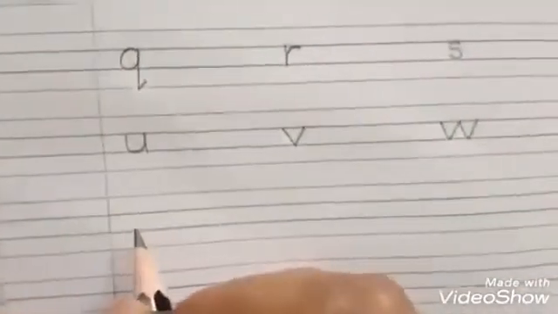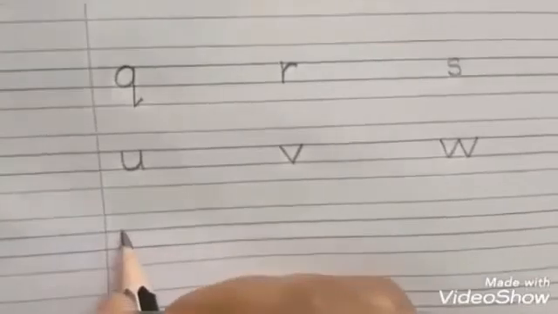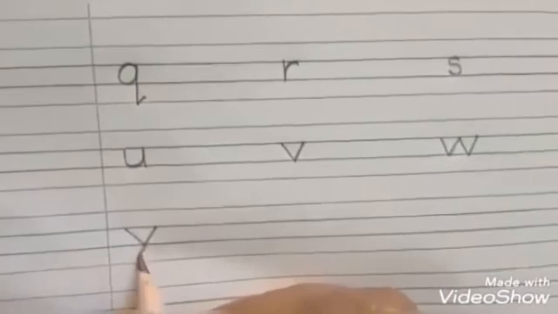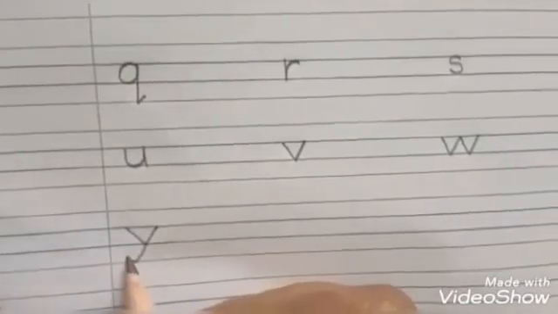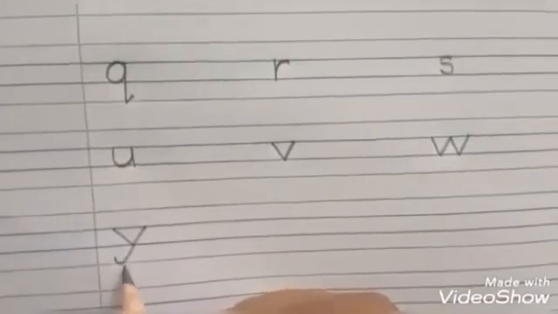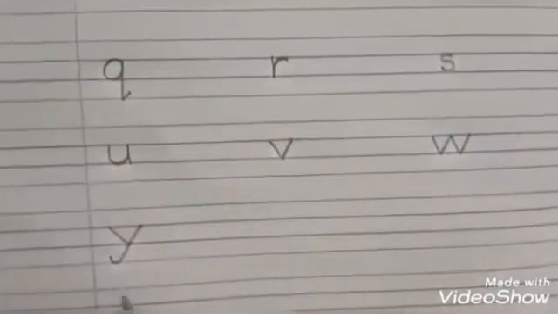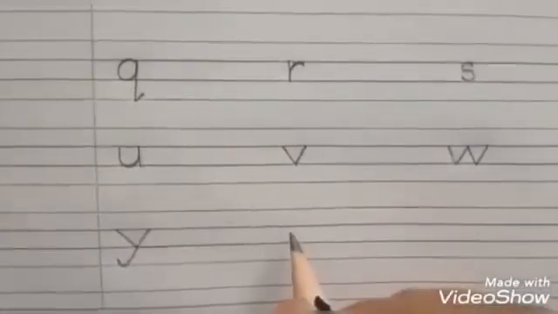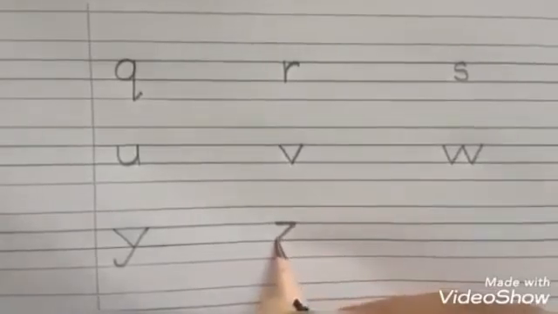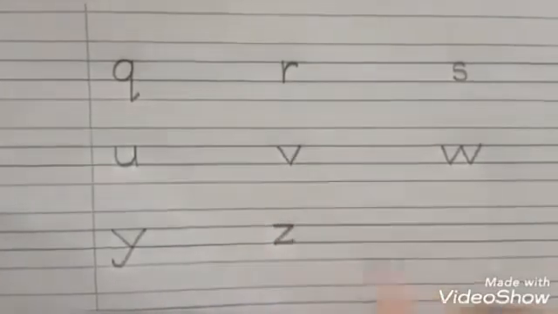Now the next is Y. Small slant line and another slant line by touching the bottom red line and go up a bit. You have to touch the red line and go up a bit. Letter Y. And the last letter is Z. Small slipping line, slant line and again small slipping line. Letter Z. So now children, this we have written from A to Z on left hand side.